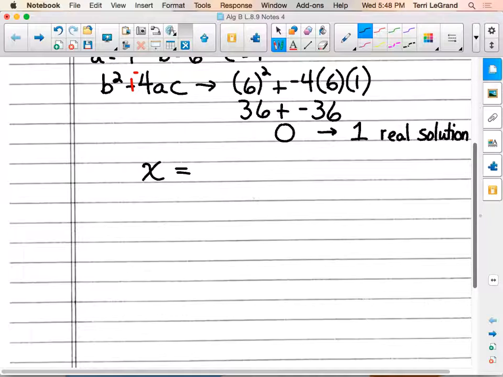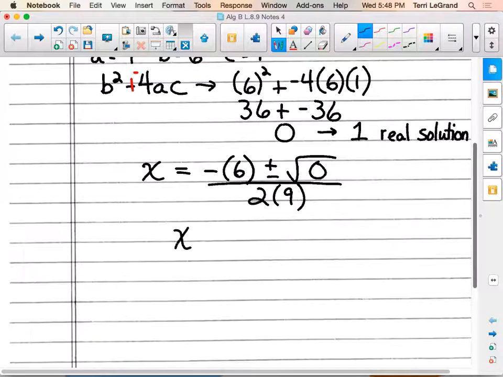No. We're going to now substitute into our quadratic formula. We have the opposite of our B value, which happens to be 6, not 9, plus or minus the square root of, we already know what our discriminant is. It's 0. All over 2 times 9. So we have x equals negative 6, plus or minus the square root of 0, which is 0. Adding 0 to negative 6 or subtracting 0 from negative 6, we still have negative 6 upstairs. And we have 18 downstairs.